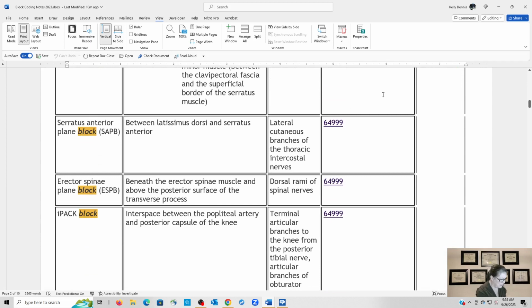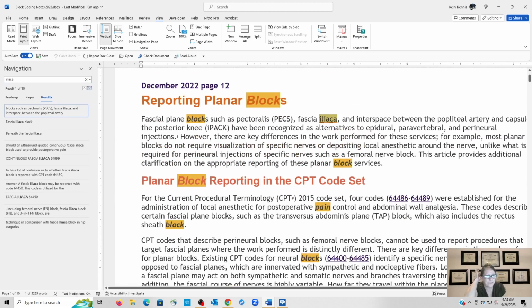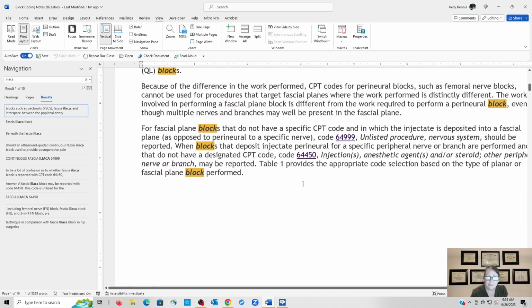And I'm going to use my Control F function here, so I'm just going to search for iliaca. I know there's a lot less iliaca in there. The reason why you see block highlighted is because when I searched through this trying to find block information, I used block as the term, so of course everything came up highlighted as blocks and I couldn't make it go away easily, so I give up.